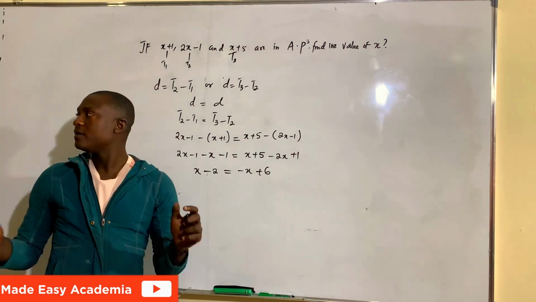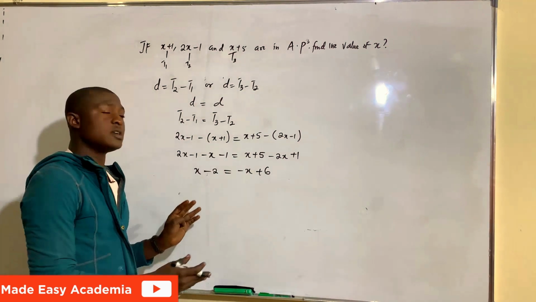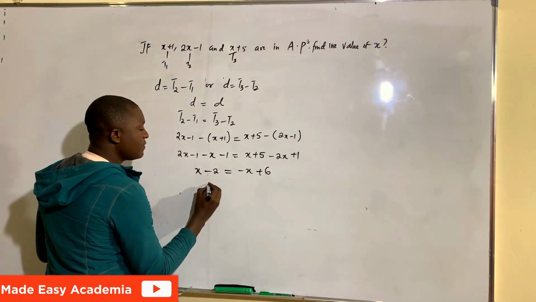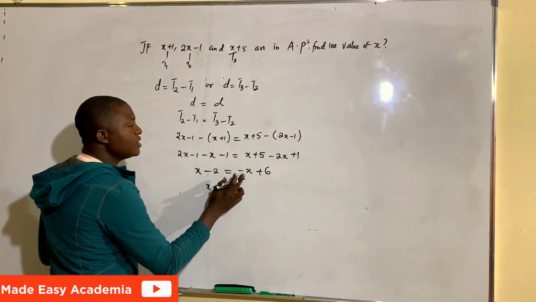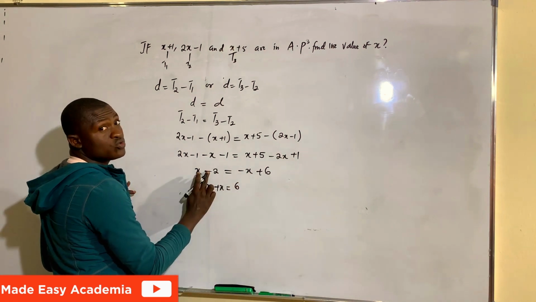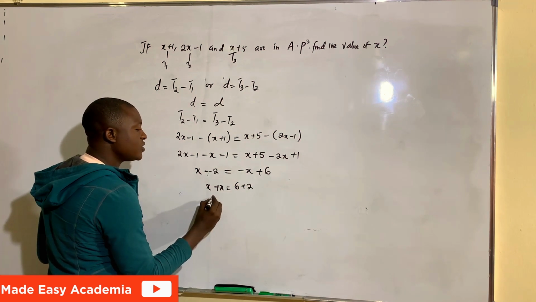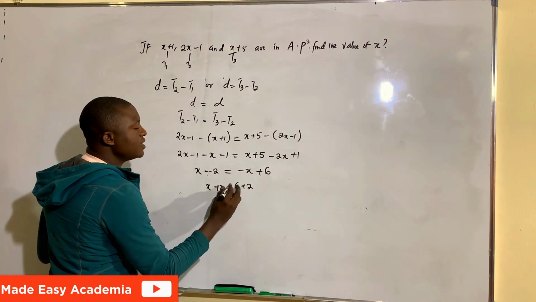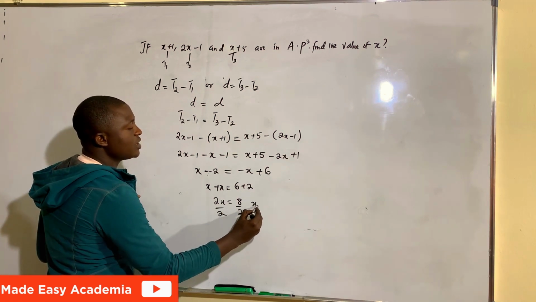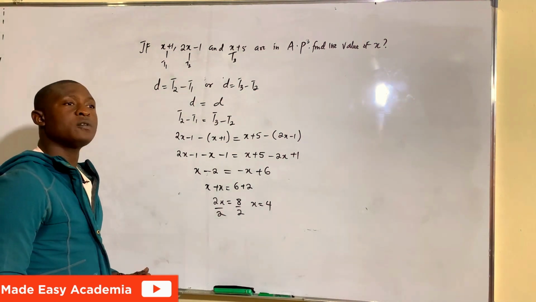So now, if I collect like terms, I arrange the terms with x on one side and the ones without x on the other side. Here I have minus x; when it comes to this side, it becomes plus x, equal to 6. This is minus 2; when it comes here, it becomes plus 2. So x plus x gives 2x, and 6 plus 2 gives 8. If you divide all through by 2, our x is equal to 4. You can see the value of x is 4.